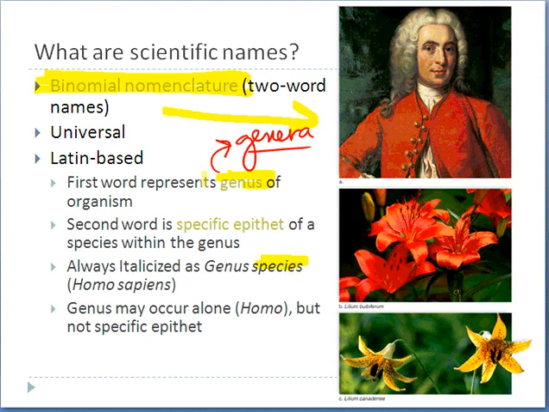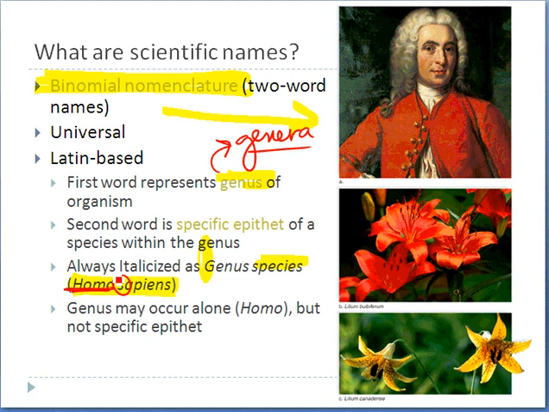Now the genus name we always capitalize, the species name we always leave lowercase, and the entire two-word name is always in italics. If we look here at Homo sapiens, you can see this name is in italics. Homo is capitalized, that's the genus part of the name, and sapiens is lowercase, that's the species part of the name. So you should be comfortable with the proper rules for writing a scientific name and know which is the genus and which is the species designation.